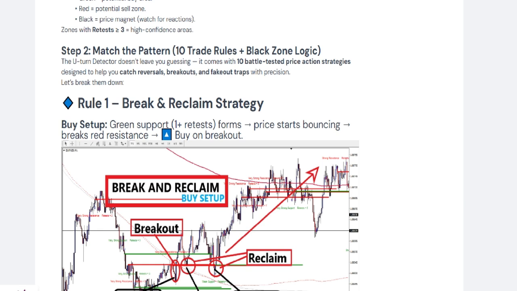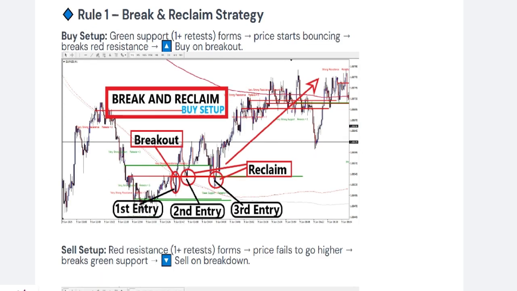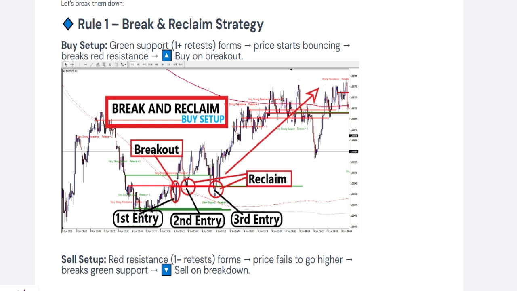Rule number 1 is the break and reclaim strategy. As you can see on this chart, we have a buy setup for the break and reclaim strategy. Here we have the green support, and we have the green support again. In the middle we have the red resistance line. In the formation of these lines, the upper green support forms first, followed by the resistance line, then followed by the green support line.